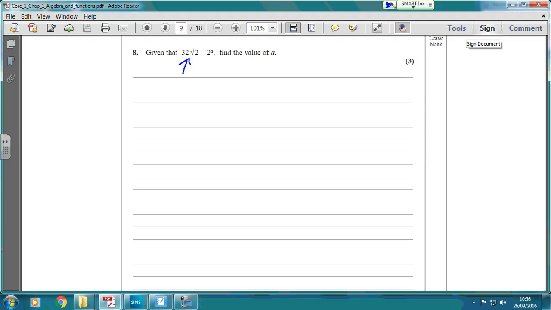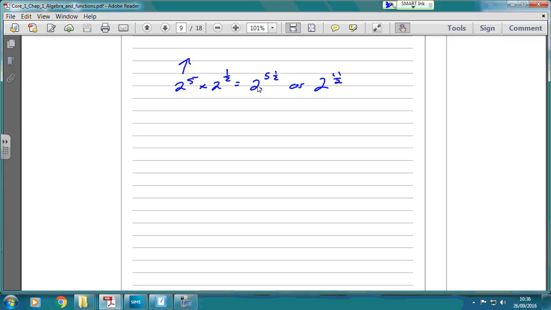32, we said, was 2 to the power of 5. We said that 2 to the power of a half, so the square root of 2, is 2 to the power of a half. And here we simply just add the powers. So that's going to be 2 to the power of 5.5, or 2 to the power of 11 over 2. Either one's fine. Again, that shouldn't have been something that caused you difficulty. We went over that exact question.